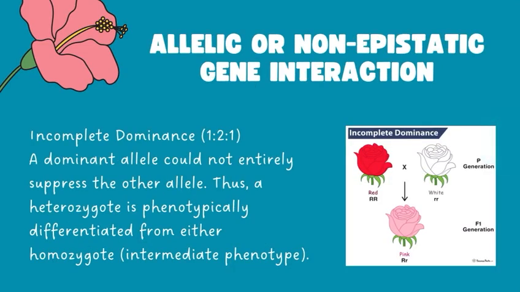Allelic or non-epistatic gene interaction. Here we have several types. The first one is incomplete dominance. A dominant allele could not entirely suppress the other allele. Thus, a heterozygote is phenotypically differentiated from either homozygote, which means there is an intermediate phenotype. As we can see in the picture, we have red and white flowers. And in the first generation, we have an intermediate flower, which occurs in pink color.